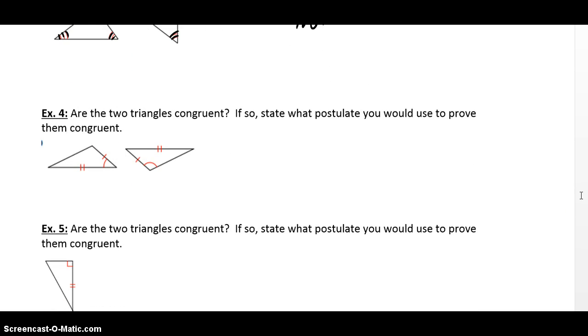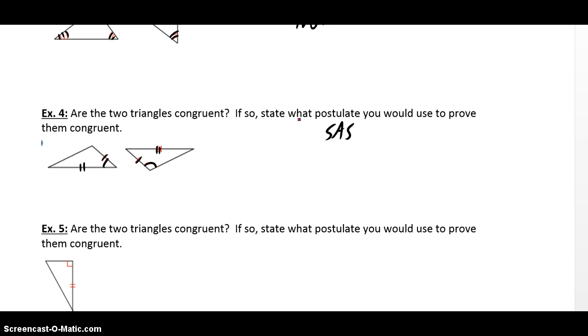Alright, are the two triangles congruent? If so, state what postulate you would use to prove them congruent. I see that I have two sets of sides congruent, so I'm tempted to think it's either side, side, side, or side, angle, side. I see that we also have an angle mark, so I'm tempted to think, well, it can't be side, side, side. It must be side, angle, side.